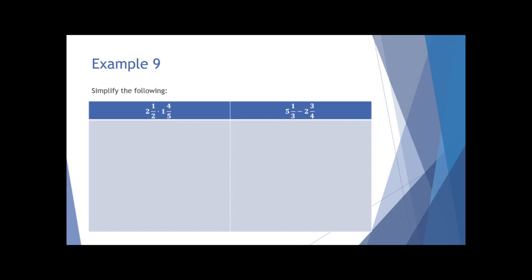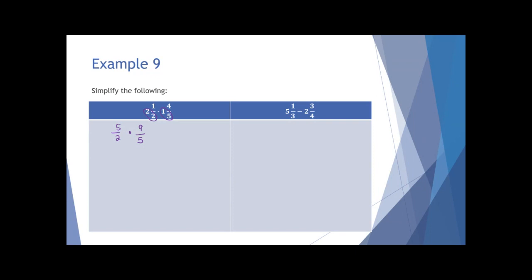So the 2 1/2, that's 2 times the denominator 2, so that's 4 plus 1, so that's equal to 5 over 2. And then the 1 4/5, that's 1 times the denominator 5 plus 4. So 1 times 5 is 5, plus 4 is 9. And so that gives us 9 over 5. So I'm multiplying the whole number times the denominator, adding the numerator.